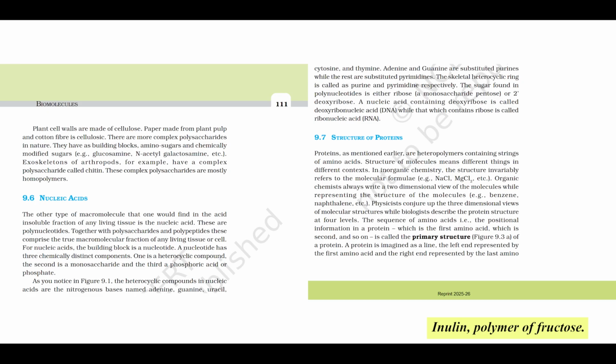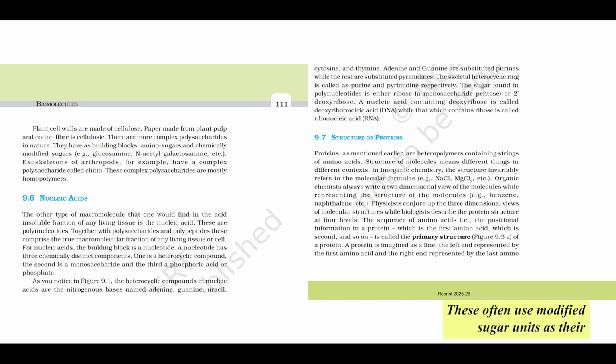Inulin, polymer of fructose. In a polysaccharide chain like glycogen or starch, the two ends of the chain are chemically different. One end is called the reducing end, and the other is the non-reducing end. This difference is due to the way the sugar units are linked. Reducing and non-reducing ends.